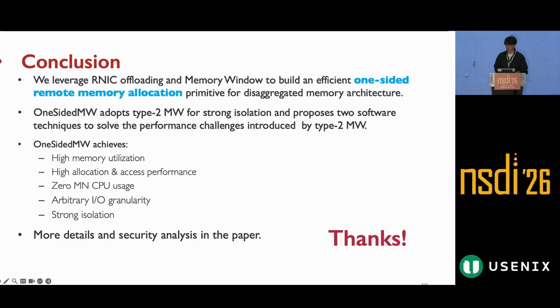So to conclude, one-sided memory window combines RNIC offloading with type 2 memory window to build an efficient one-sided remote memory allocation primitive for DM systems. We use type 2 memory window for strong isolation and propose two novel techniques, QP and memory window grouping and management access QP separation, to solve the performance challenges introduced by type 2 memory windows. The result is a system that achieves high memory utilization, high allocation and access performance, zero memory node CPU involvement, arbitrary I/O granularity, and strong isolation.